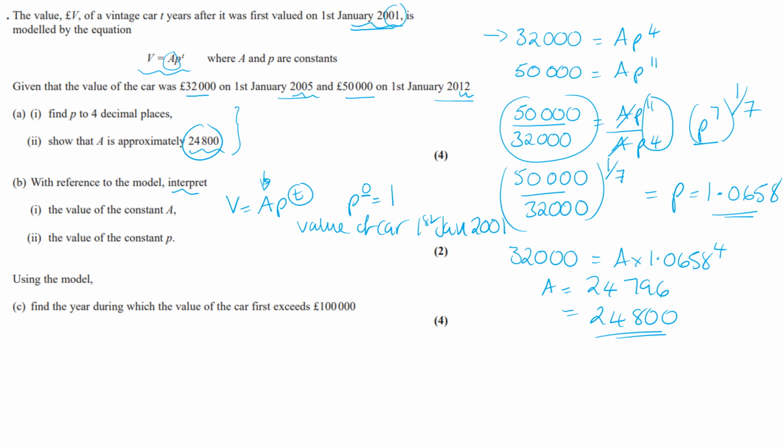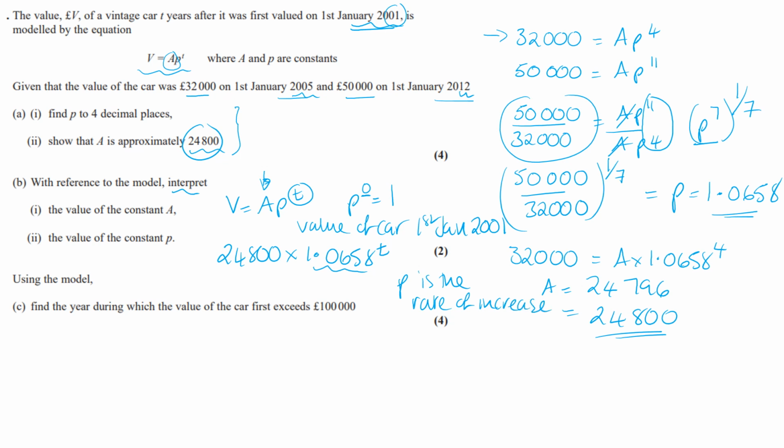Now the value of the constant p, if we're doing 24,800 times 1.0658 to the t, then this is going to be the rate of increase. If you remember when you did compound interest, if you're going to add on 6%, you would times by 1.06. So the p is proportional to the rate of increase.